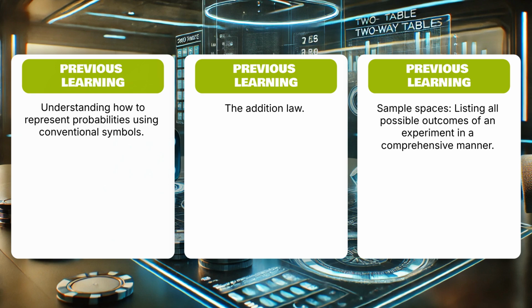A two-way table is a pivotal tool in probability that allows us to organize data from two categorical variables and analyze their interactions. For instance, imagine we want to study the outcomes of rolling a die and flipping a coin. A two-way table helps us structure these scenarios clearly, enabling us to compute probabilities with greater ease and accuracy.